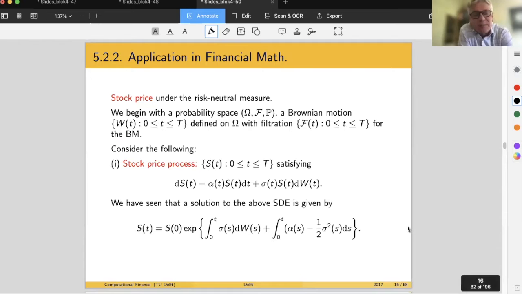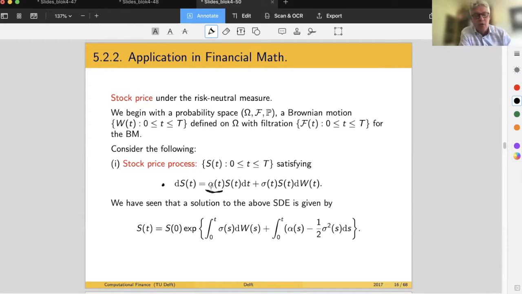So the stock price process that we have seen before, the geometric Brownian motion, that is S_t, t between 0 and capital T, satisfies the following stochastic differential equation: dS_t is alpha_t S_t dt plus sigma_t S_t dW_t. And we see two functions here.